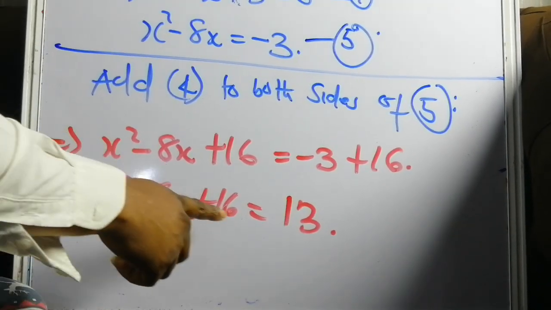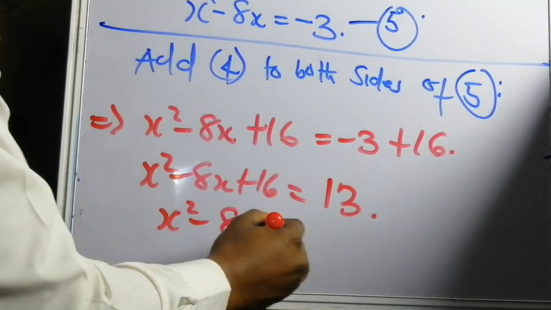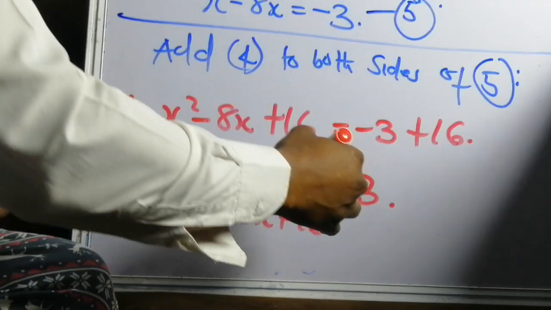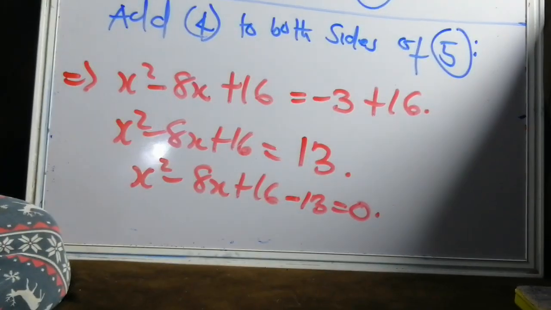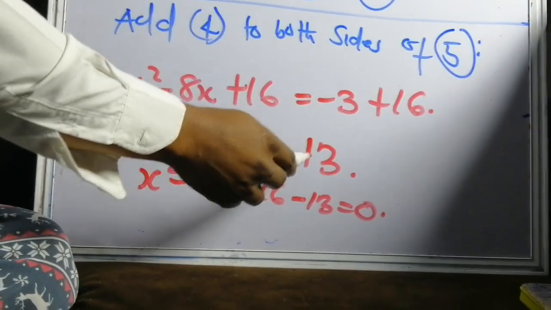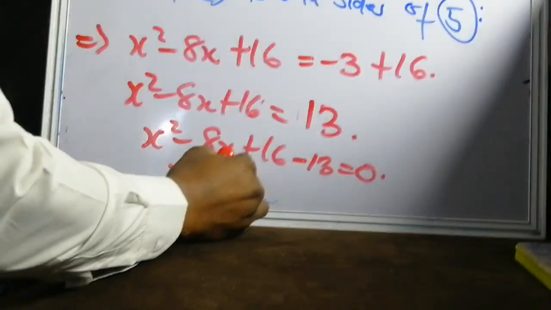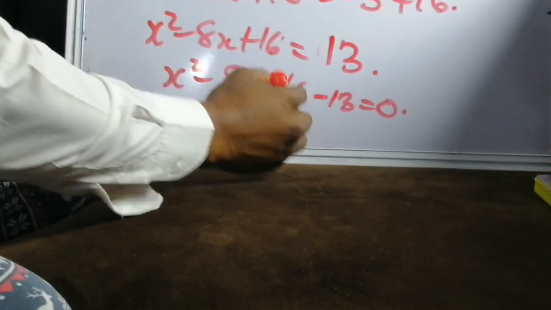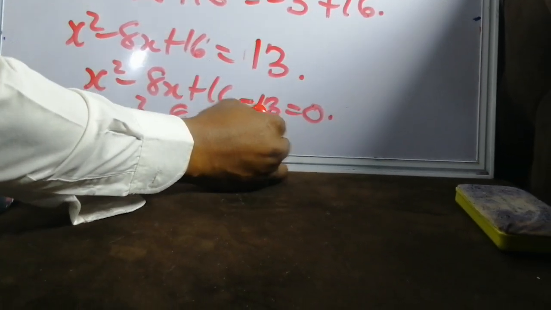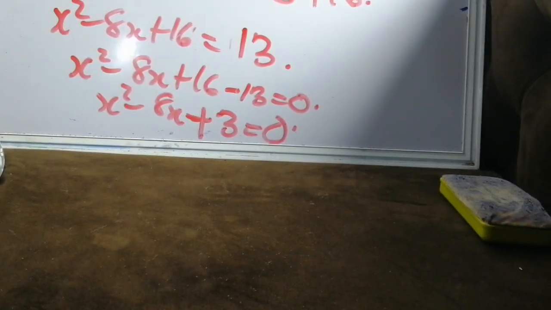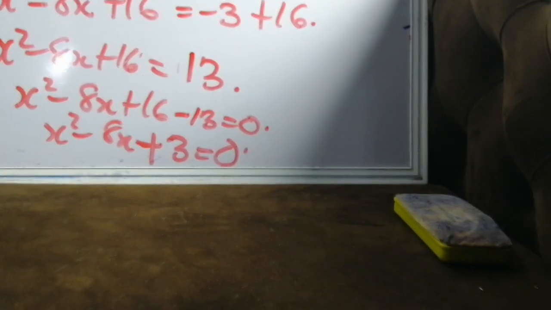So at the end of the day, by the time I bring this one in, I can say x squared minus 8x plus 16. This is positive. When it's coming inside, it will turn to what? Negative equals 0. I'm bringing the 13 inside. This is positive. It's crossing the equal sign to the left hand side. It turns to what? Negative. I can say x squared minus 8x plus 16 minus 13. If you press your calculator, it will give you 3. 3 equals what? 0. You understand me now?